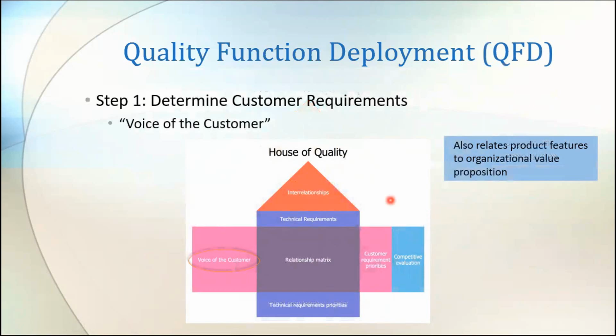factors that the customer wants in the product on the left-hand side. Okay. So this step also relates product features to the organizational value proposition later on in the decision. You're going to see that in a minute. So the voice of the customer. We want to understand what the customer is looking for. We don't rank them yet, but we will be ranking them. And then we list them here.